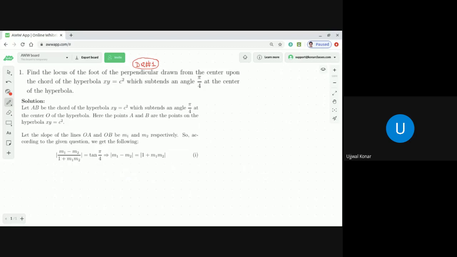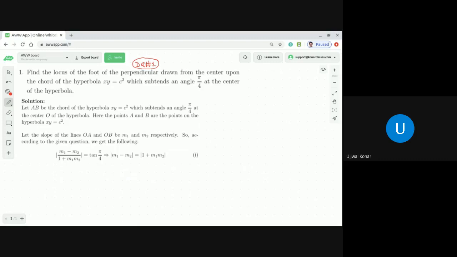So AB is the chord on the hyperbola, so both A and B are on the hyperbola xy equal to c square. That makes an angle, subtends an angle pi by 4 at the origin O, that is the center of the hyperbola. Definitely, mod of m1 minus m2 by 1 plus m1 m2 should be equal to tan pi by 4. Correct or not? Pratik, is it clear?